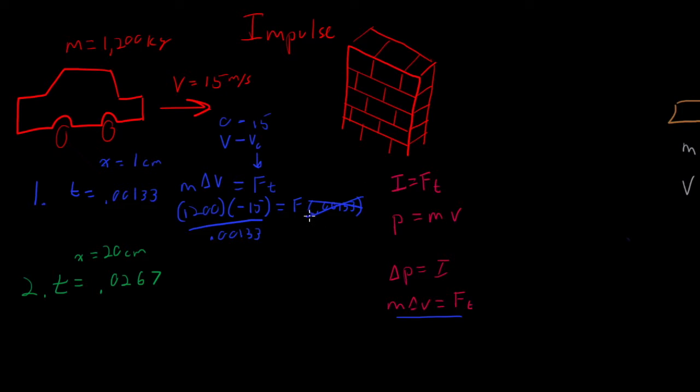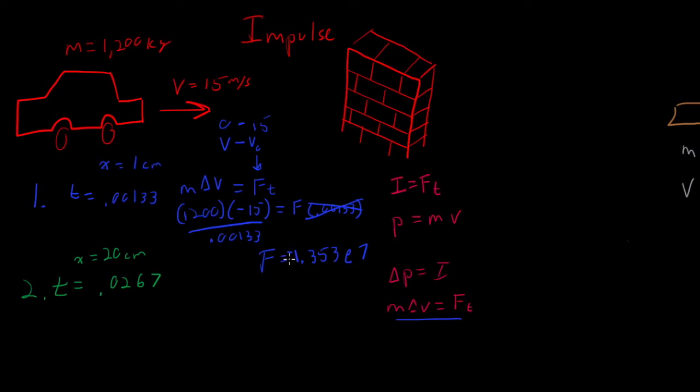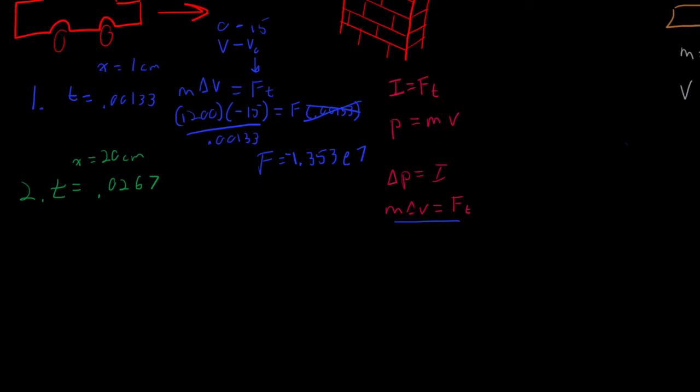And so if I go ahead and calculate that, I can divide both sides by 0.00133. That'll get rid of this, and I'll find my force. And if I do that calculation, then my force is going to be equal to 1.353 E7. That's 13 million newtons. That is a lot of force being experienced by that car. And it's going to be negative, which just means that it's going to be pointed in the opposite direction of the velocity. So my car is going to experience that much force shoving it to a stop when it hits that brick wall.